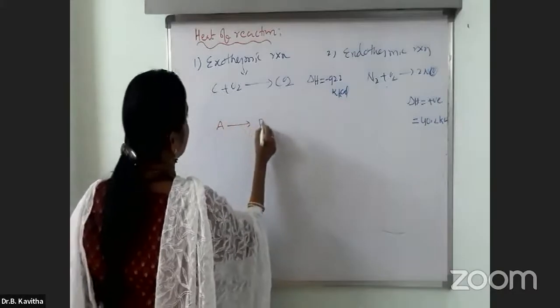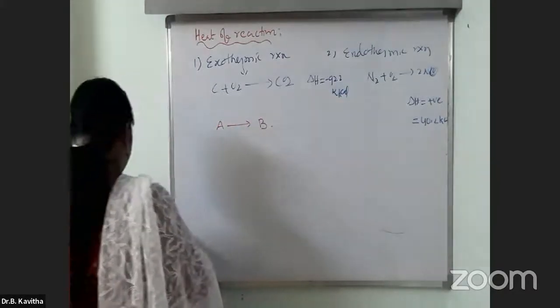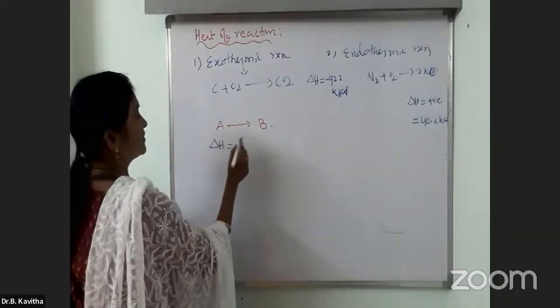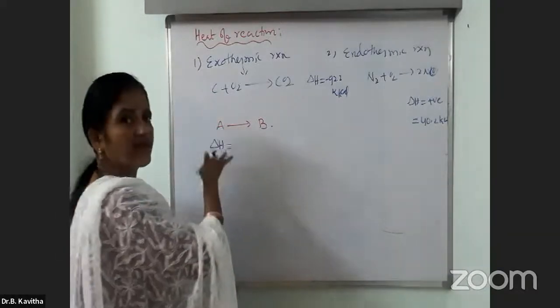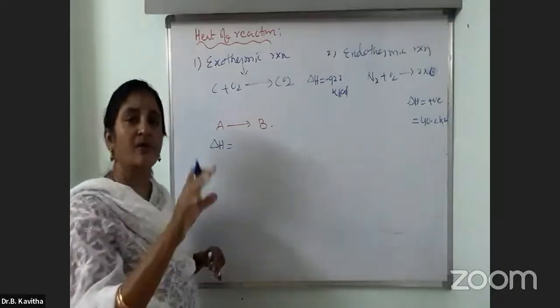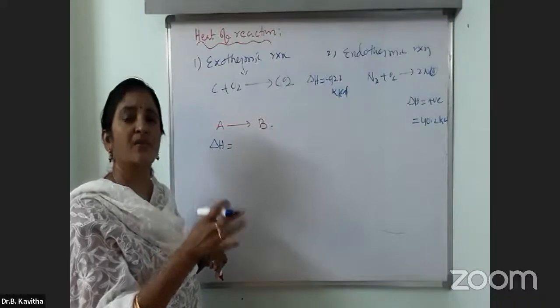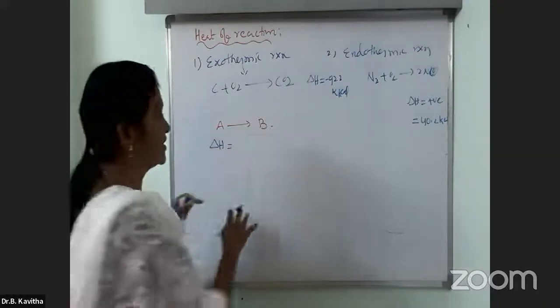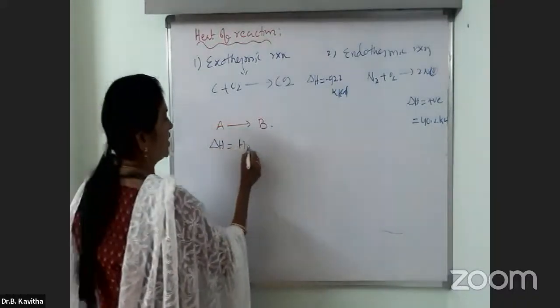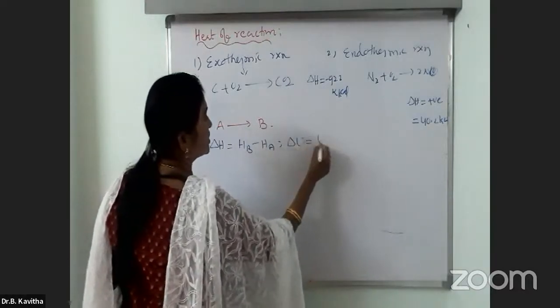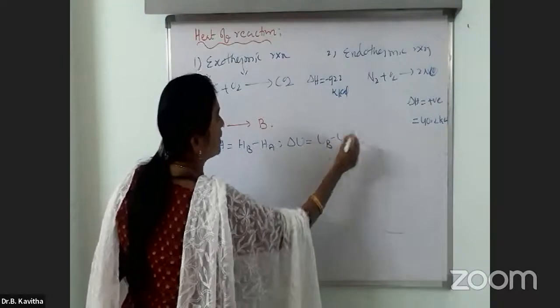A gives B. What is delta H? Delta H is equal to final minus initial, products minus reactants. What is the final here? It is HB minus HA. If it is delta U, it is UB minus UA, right?